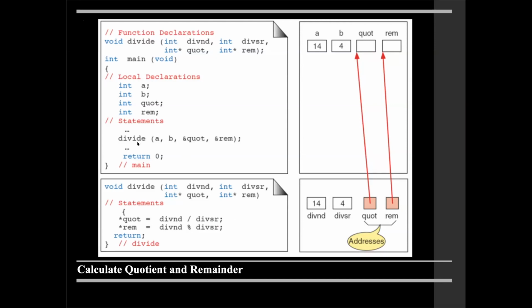This is another example of the mixed use of passing by pointers and passing by values. As you can see in the divide function here, you have both types, four parameters, and two of those, the first two, are passed by value. The second half are passed by pointers.